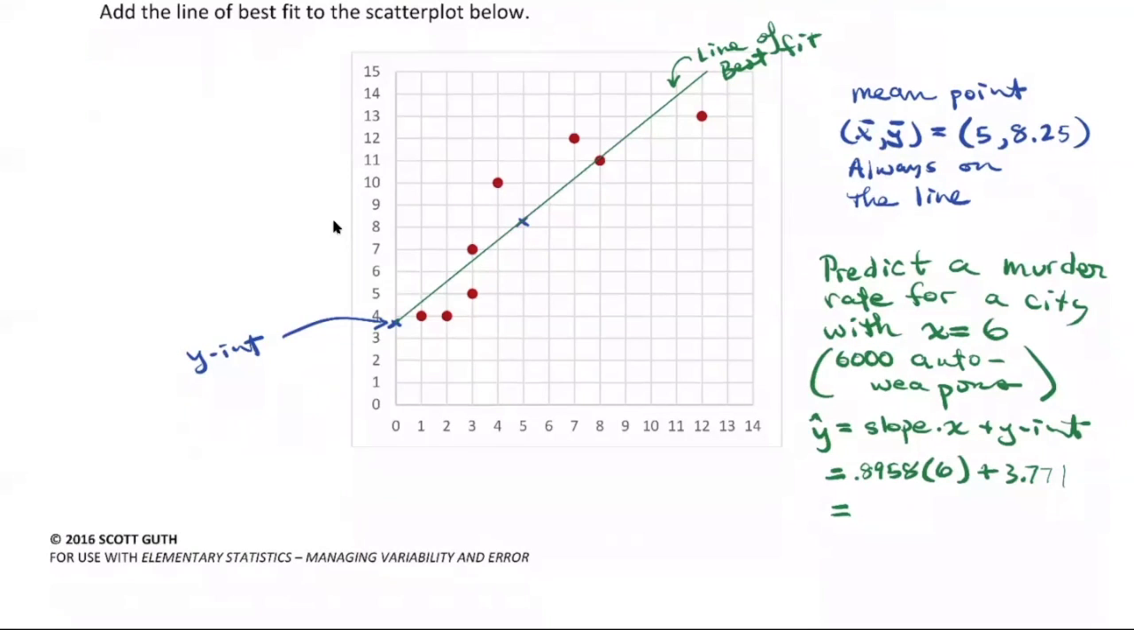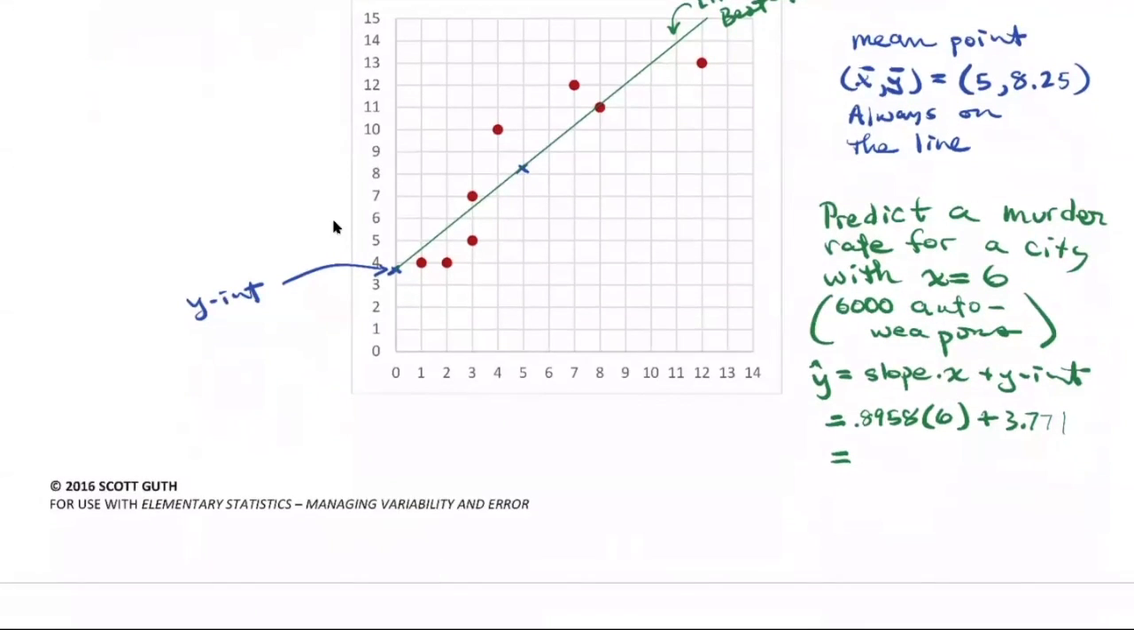Okay, anybody get that? I know it's time to go. Let's just get this one thing. 9.14, yeah, let's just round it to 9.14. That's approximate. This is murders per 100,000 people that are predicted. So again, this is not a real city, but for it, we're predicting 9.14 murders per 100,000.